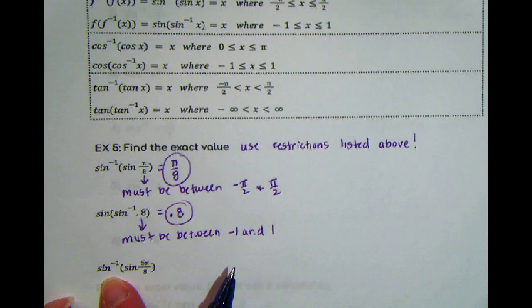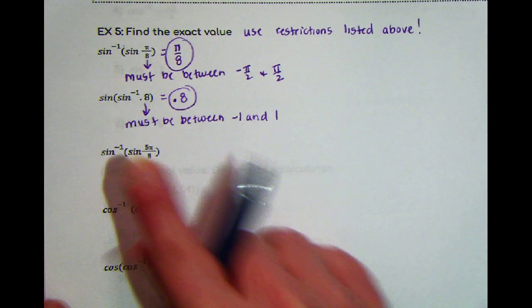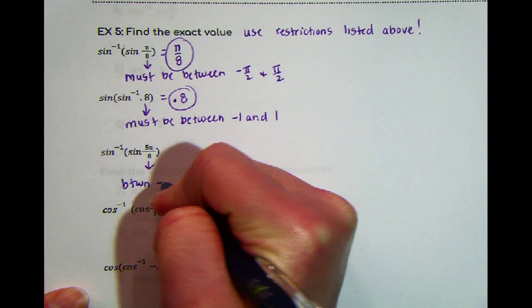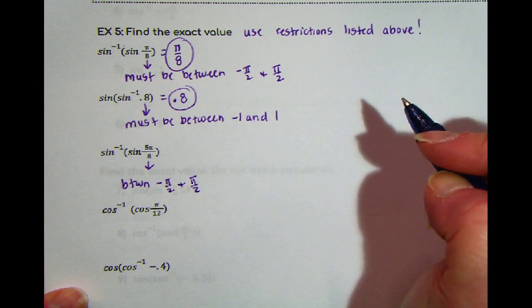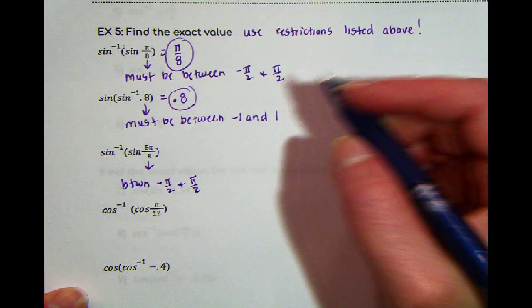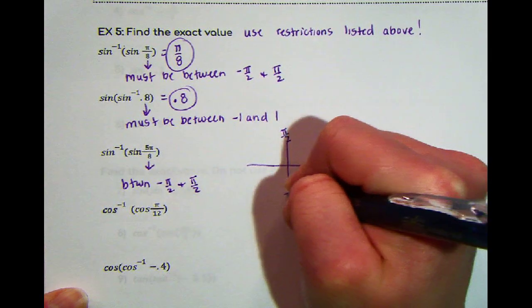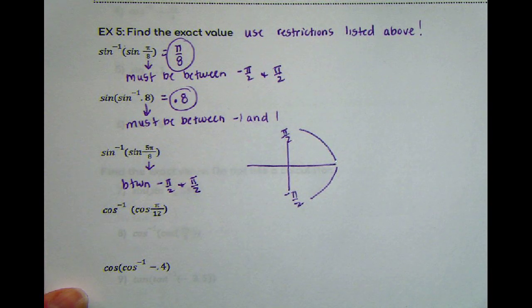Inverse sine on the outside again. I have that written down right here, so I'm going to just use it. Inverse sine on the outside, I have to be between negative pi over 2 and pi over 2. Uh-oh, this seems like a problem. All right, let's map this out. Here's pi over 2, here's negative pi over 2. I have to be between here or here.